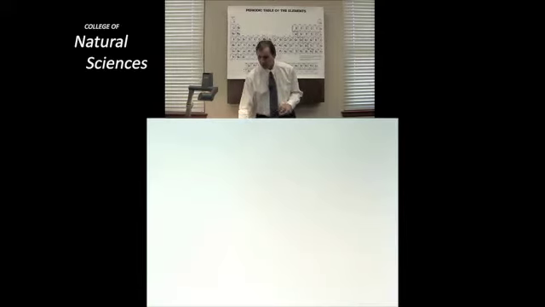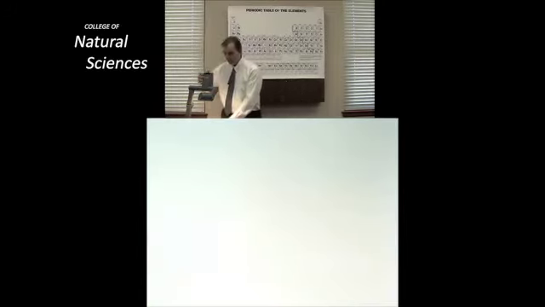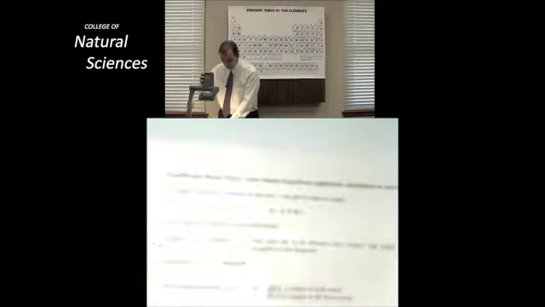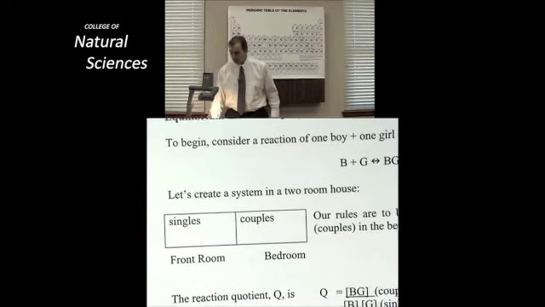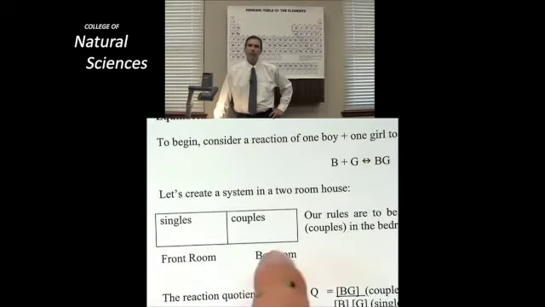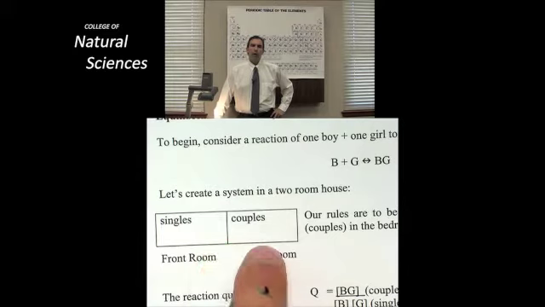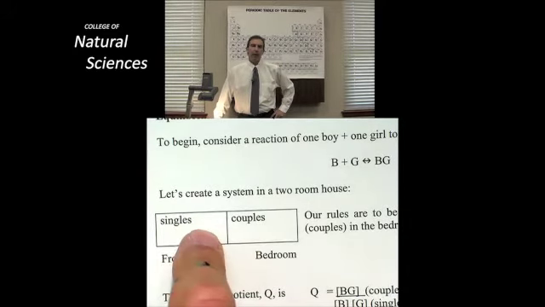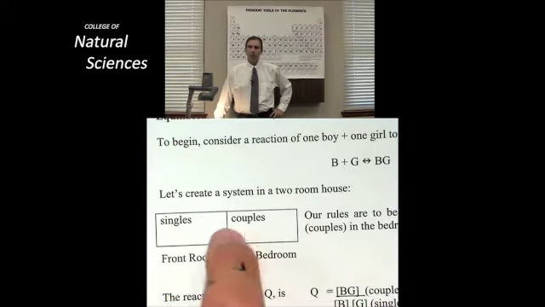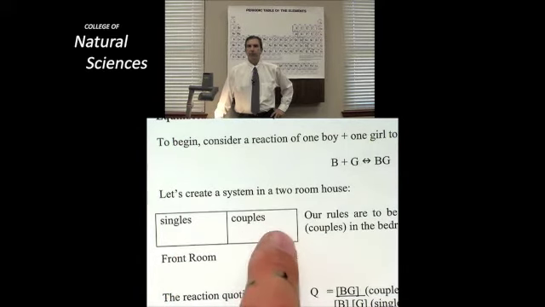This is a nice game we're going to play. Here's the game in action. The game says, I have a party. And the party is a party in a two-bedroom house. Out in the front room is where the people hang out, getting to know each other. And in the back room is where the couples go to sit on a bed and kiss.